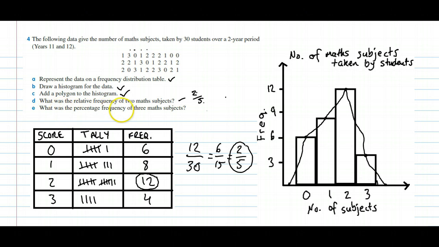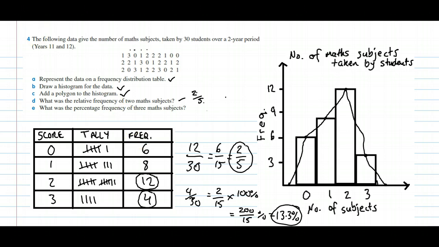Lastly, we've got to work out the percentage frequency of 3 math subjects. So first we've got to work out the relative frequency for 3 math subjects to do that. So 4 over 30, which is the same as 2 over 15. Once we've simplified that as much as we can, then we just multiply it by 100% to turn it into a percentage. And that comes out to be 200 over 15%, which we can simplify down to, okay, that comes to 13.3%. So that's the percentage frequency of 3 math subjects.